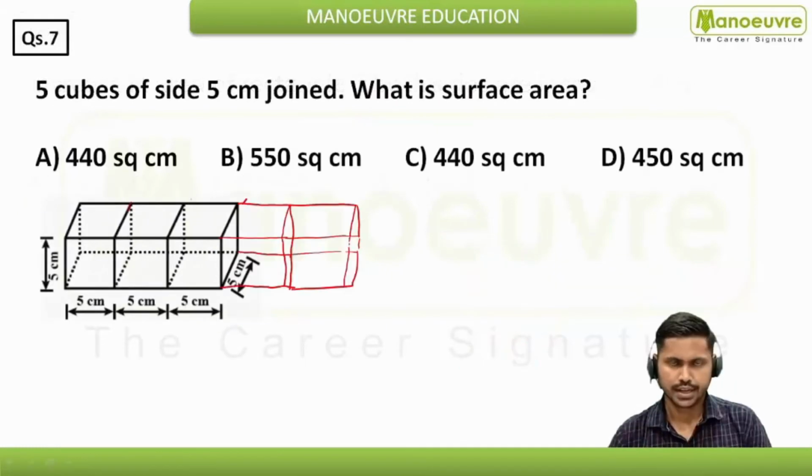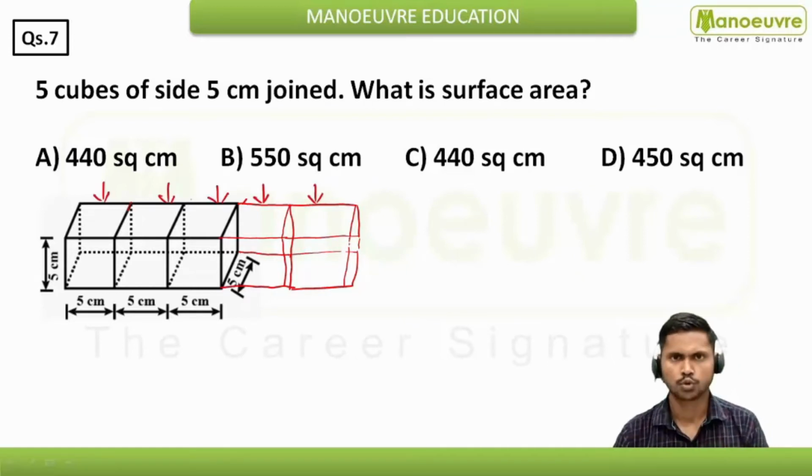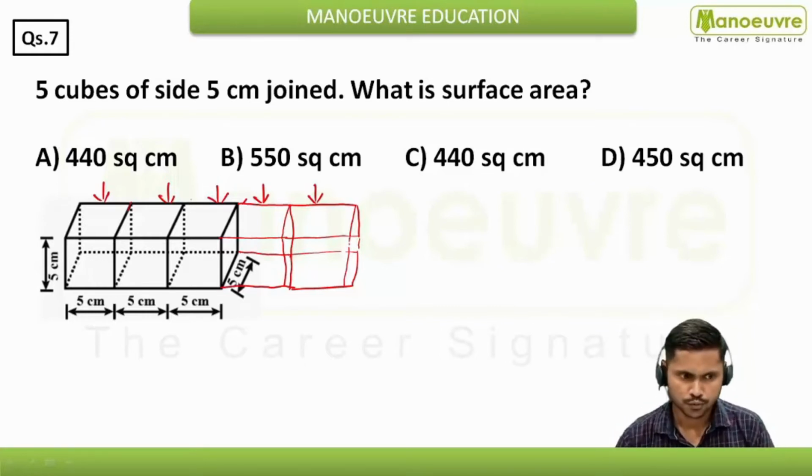Let's move ahead. Now we'll see question number 7. Here it is saying 5 cubes of side 5 centimeter are joined. What is the surface area? You can see there are 5 cubes which have been joined, and you have to find the total surface area including all the 5 cubes. First of all, we'll see what the surface area of a cube is. This is what the surface area is.